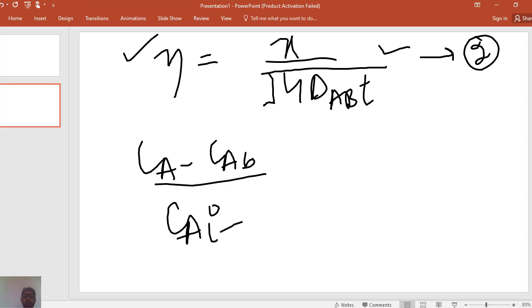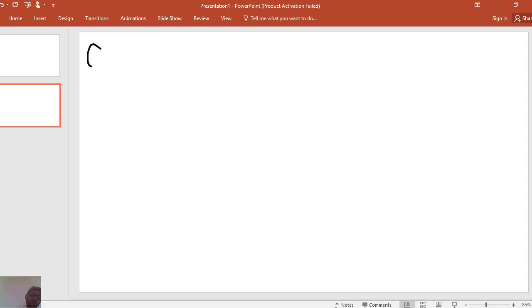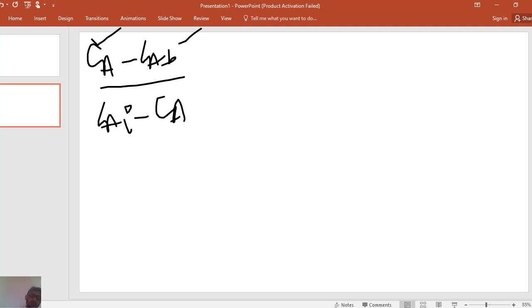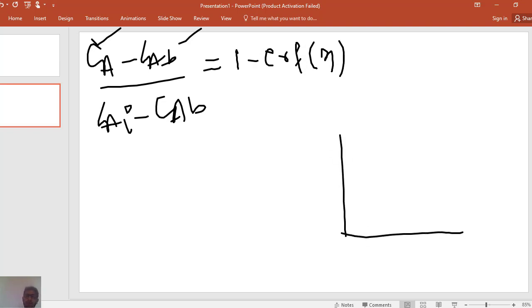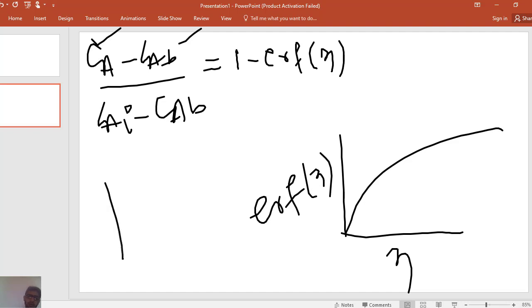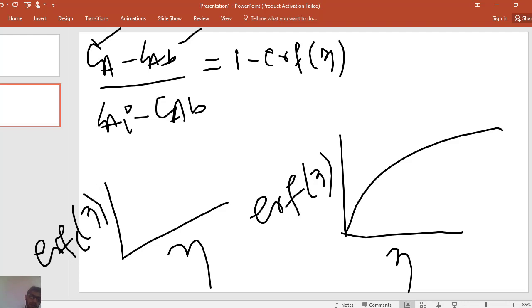So the final form is CA minus CAB. CA is the concentration at any time, CAI is the concentration at the interface, and CAB is the concentration in the bulk. It is equal to 1 minus the error function of the similarity variable. Now, what is the error function? The graphical form of the error function is this, with the similarity variable on the axis. Similarly, this is the complementary error function of the similarity variable.